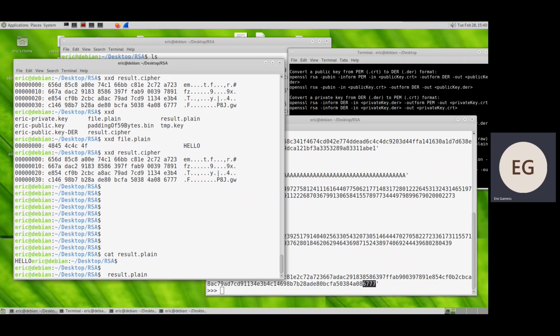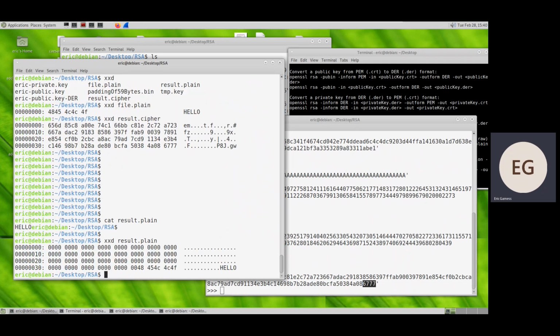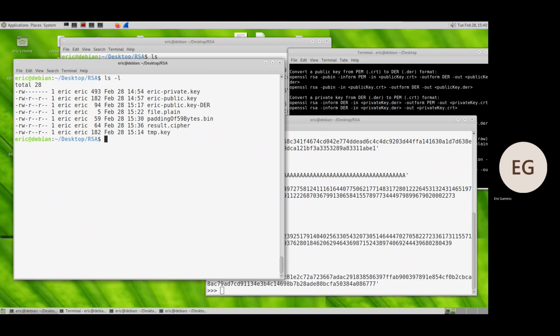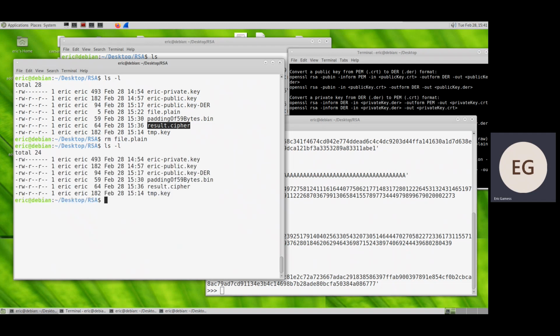A bunch of 00 and then hello. I'm going to remove this file, so we don't have it anymore. Let me show you the content. We just have the file called result.cipher. Let me also remove the original file, file.plain. So we don't have any file that says hello, except this one, which is encrypted with the public key of Eric. You send just this file to Eric.